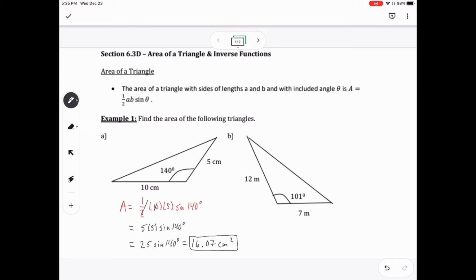For letter B, you're given the sides of 12 and 7 and the included angle of 101 degrees. So plugging that into your formula and then simplifying the 1/2 and the 12 gets you 6. Then 6 times 7 gets you 42. Once again, sine of 101 is not an angle we know in the unit circle, so we'll plug it into our calculator to get 41.23 meters squared.